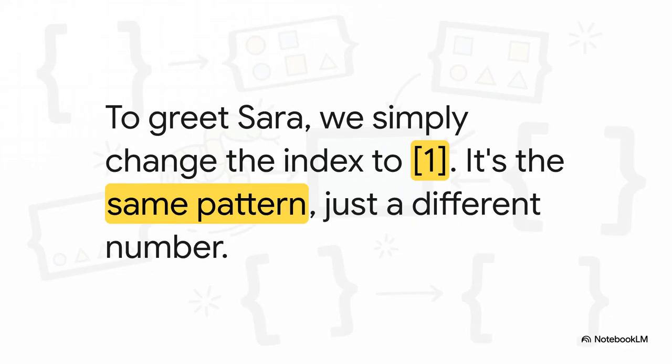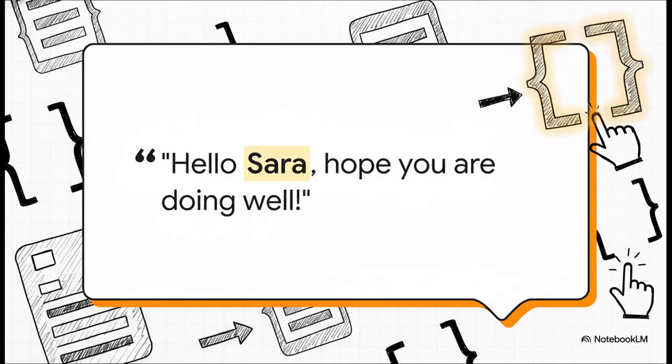And once you see it, you realize it's just a pattern. If we want to greet our second friend, Sarah, all we have to do is change the index. We use names[1], and that tells the computer to just grab the next item in line. And no surprise, the output is a perfect, personalized greeting for Sarah. Just by changing that one little number inside the brackets, we can pinpoint and access any item in our list. It doesn't matter if it's 4 items long or 4,000.